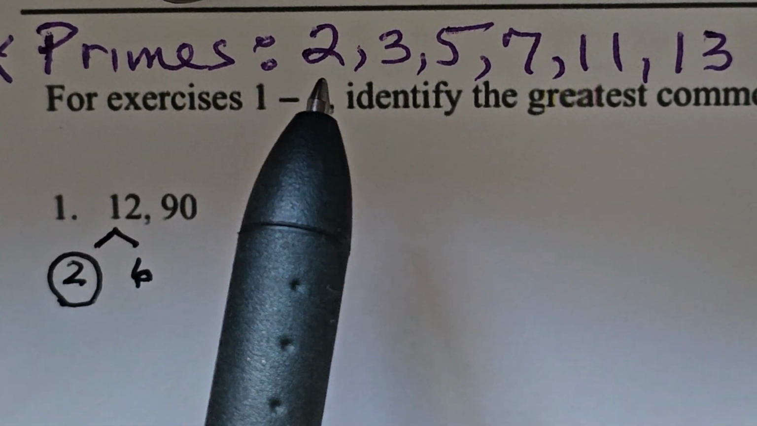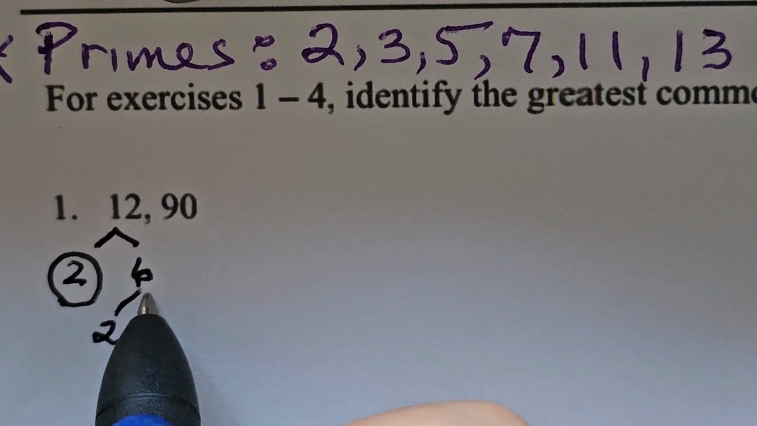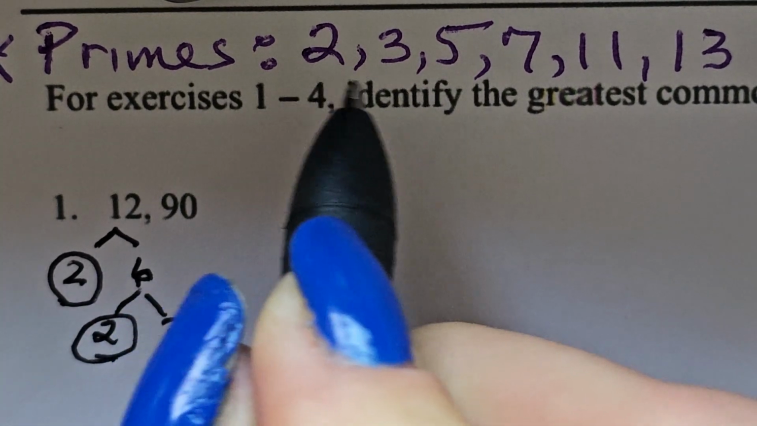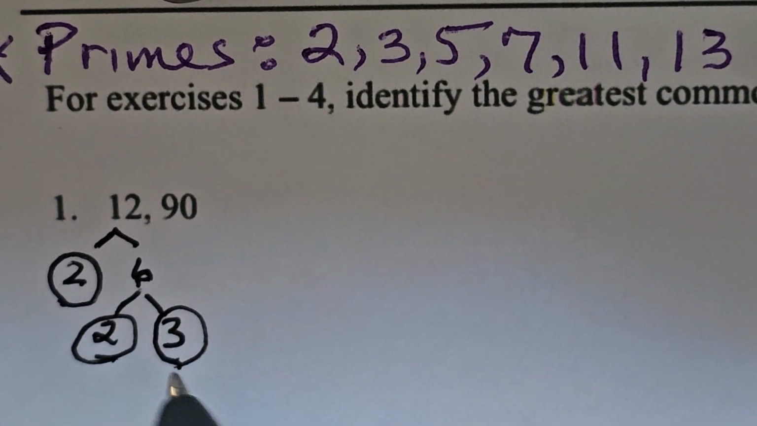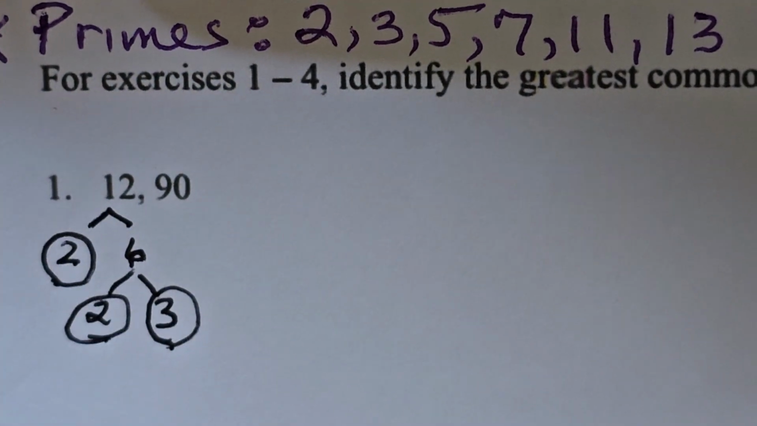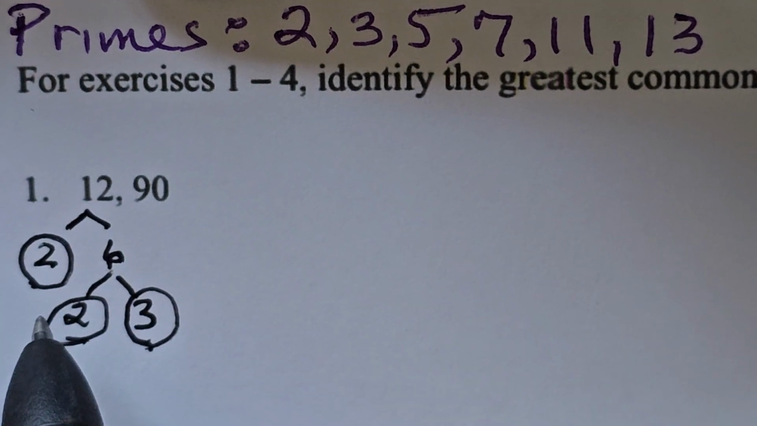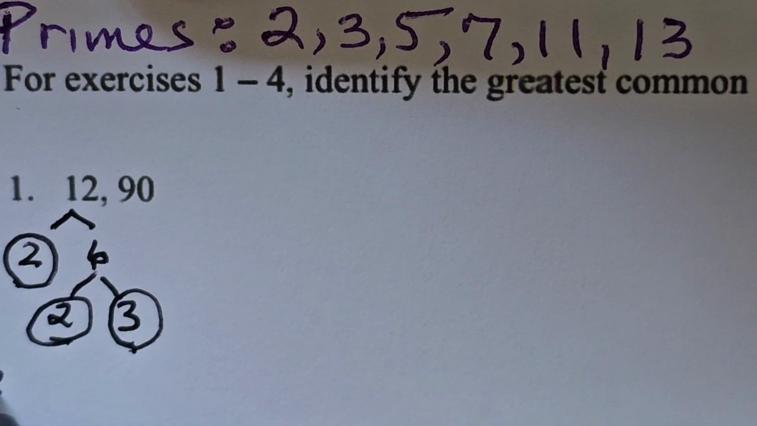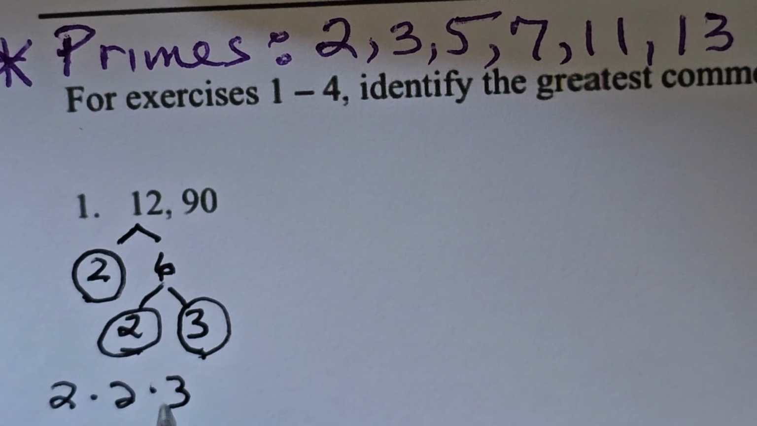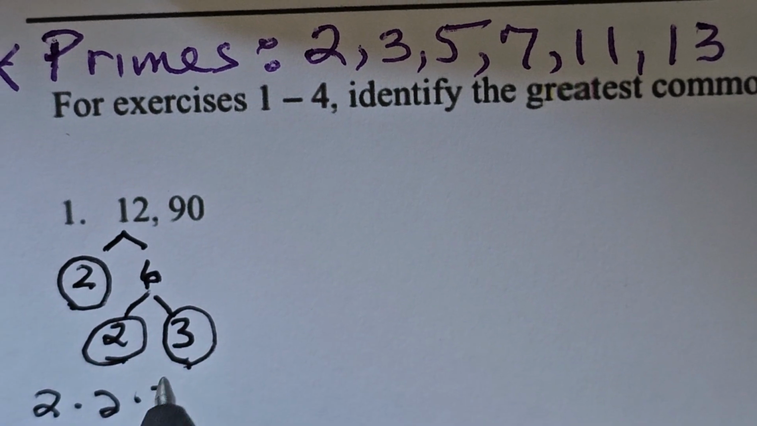Remember that 2 divides into every even number. So we're going to divide out that 2, and 6 is 2 times 3. 2 is a prime, and guess what? So is 3. So we're going to circle that. So those are our primes for 12. This is our prime factorization. It's 2 times 2 times 3. That's why I circled them, because that's our answer. 2 times 2 times 3.